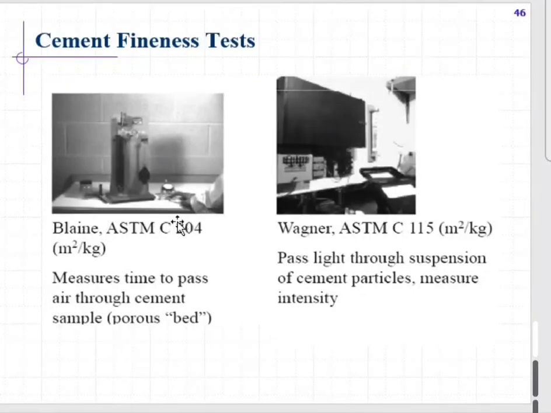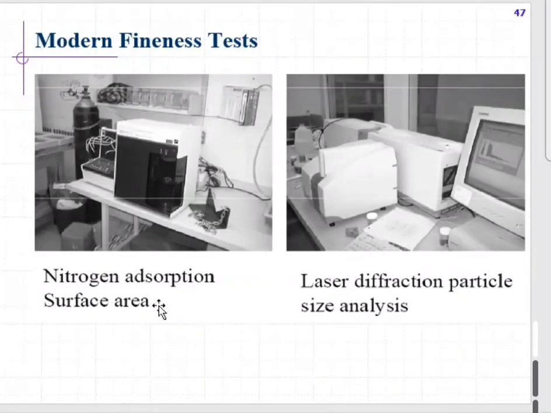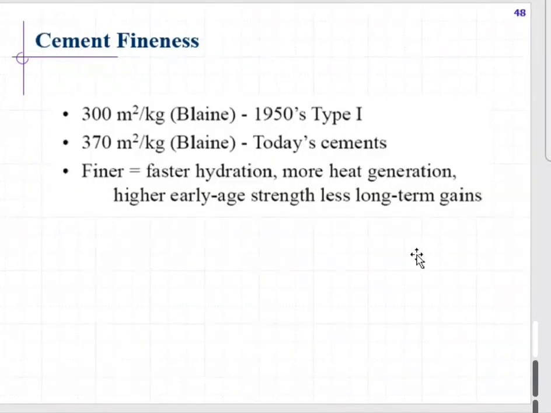Then for fineness, we can use the Blaine fineness test, through which we can find out the particle size of the cement. The most advanced technique right now to find particle size is called laser diffraction particle analysis. In Pakistan, I think we have only one machine, in Islamabad, at NUST or at the Army Institute, where we can go for this test. So cement Blaine fineness is about 300 to 370 square meters per kilogram. This is the fineness we have.